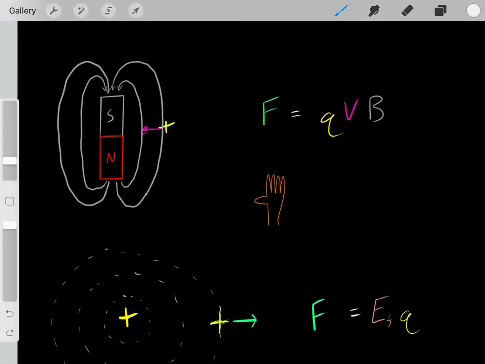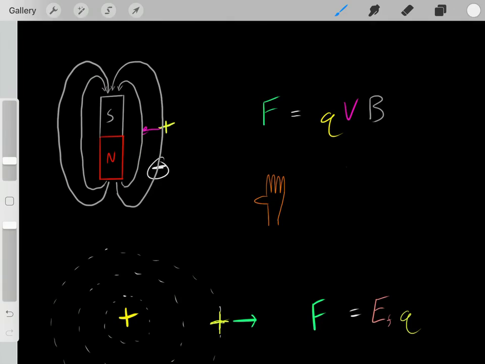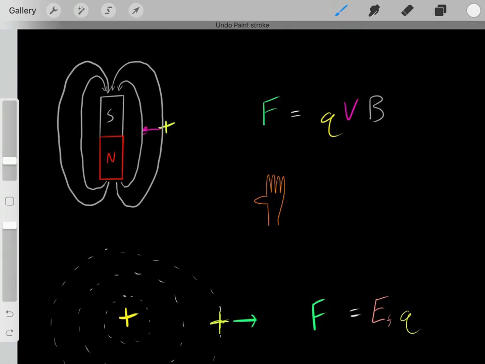And if we're dealing with a negative charge, you would use your left hand. But it's the exact same idea. You would use your left hand, point your thumb in the direction of the velocity, point your fingers in the direction of the magnetic field line, and whatever direction your palm is facing, imagine slapping the charge, and that's the direction of the force.